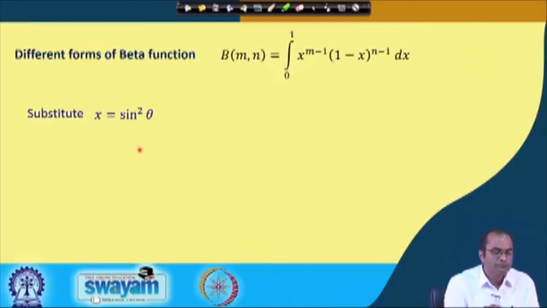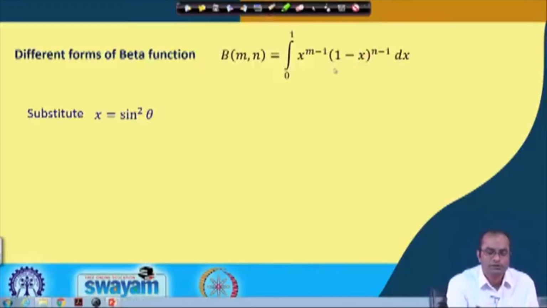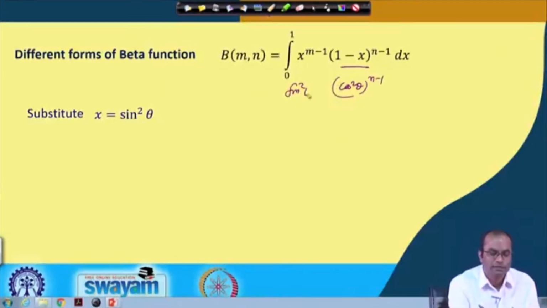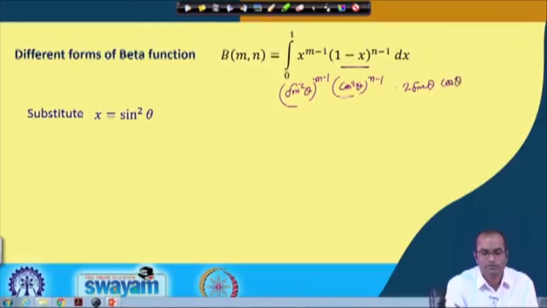We can get another form when we substitute x equal to sine square theta. So, again this will become sine square theta power m minus 1, and 1 minus x will be 1 minus sine square theta, that is cos square theta. So, here we will have cos square theta power n minus 1, and sine square theta power m minus 1, and then dx will become 2 sine theta cos theta d theta. And then the limits: when x is 0, theta will also be 0, and when x is 1, theta will be pi by 2.